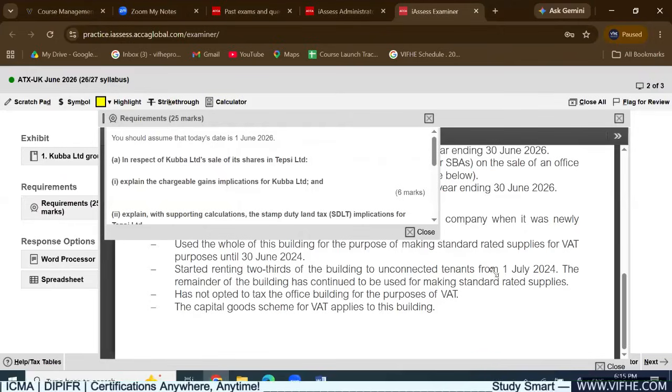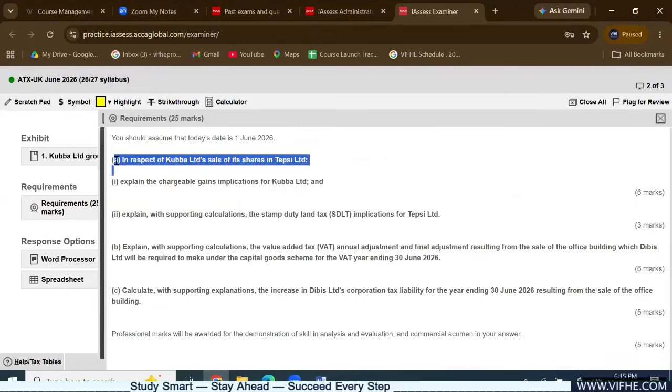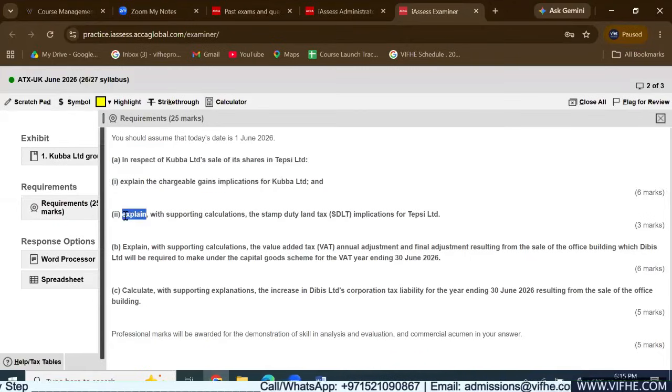it is said that you should assume that today's date is 1st of June 2026, and we have part A. In respect of Cuba Limited's sale of its shares in Pepsi Limited, we need to explain for 6 marks the chargeable gains implication for Cuba Limited. And another 3 marks are to be explained, with supporting calculations, the stamp duty land tax implication for Pepsi Limited.